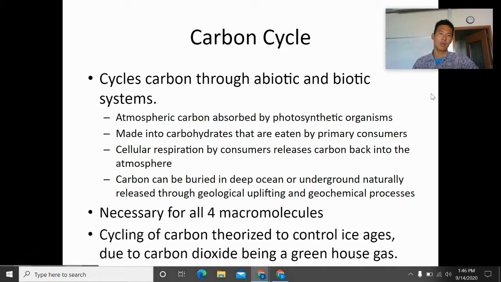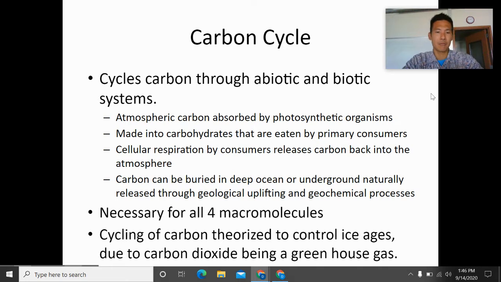So first, carbon is absorbed by photosynthetic organisms like plants. They are made into carbohydrates, and then animals will get their carbon, hydrogen, and oxygen by eating plants, and that's the source of carbon for the chain. The entire chain down the line: you either eat the plant for your carbon, hydrogen, and oxygen, or you eat the animal that ate the plant.